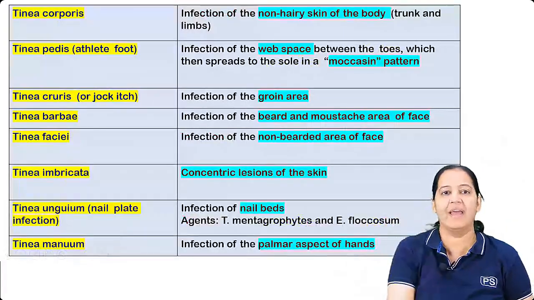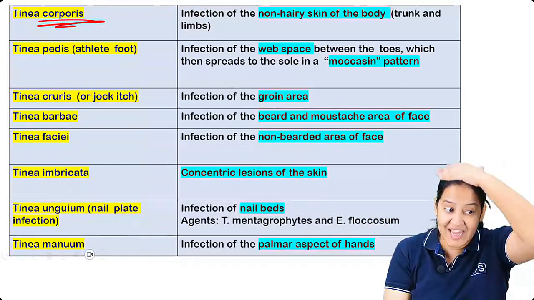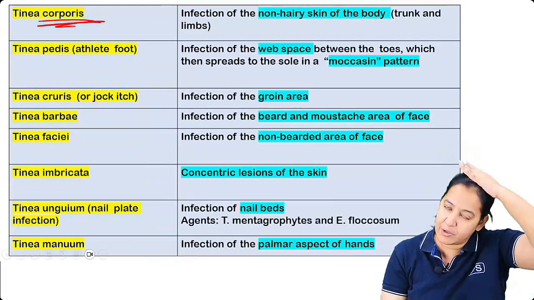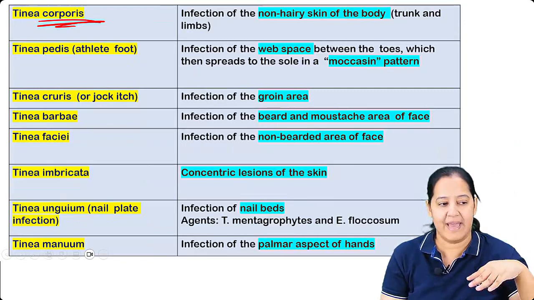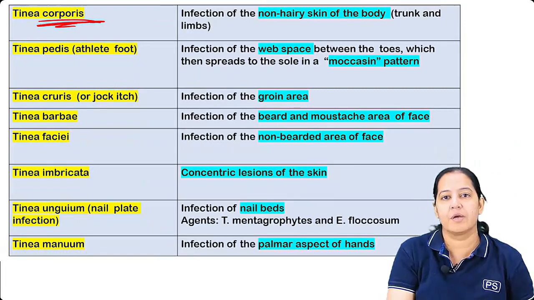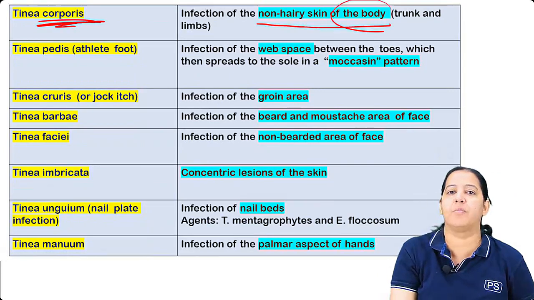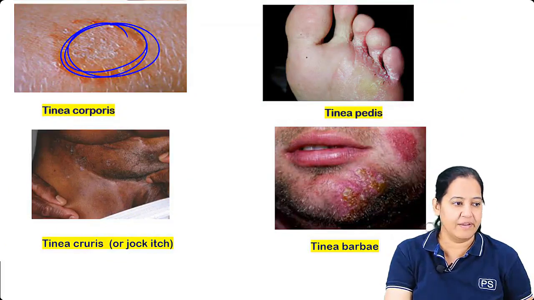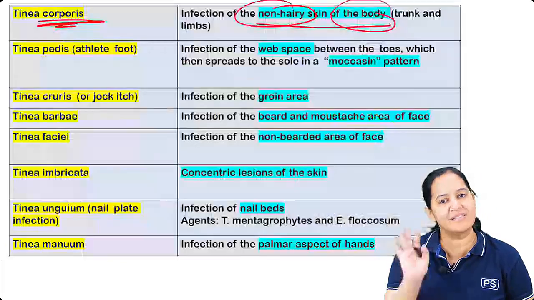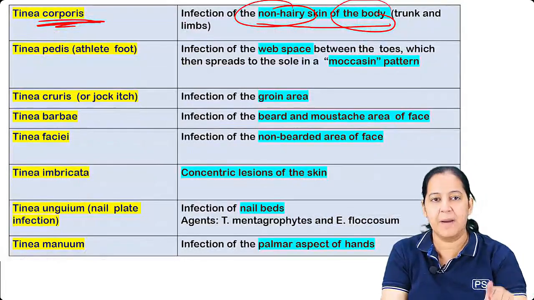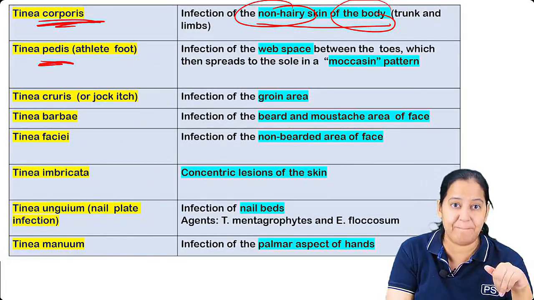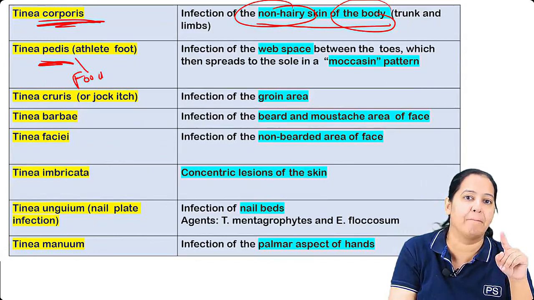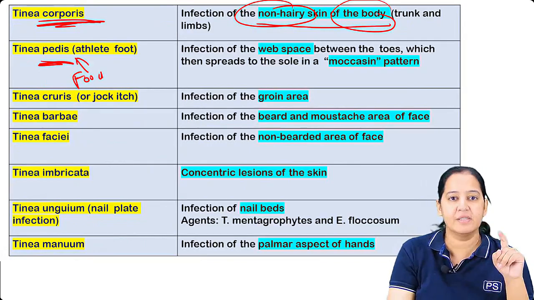Let's move ahead. Tinea corporis. This was tinea capitis. Capitis is done. In capitis, I told you four diseases. We will revise all in that. Tinea corporis: corporis is any part of the body which is non-hairy. Just learn the site. The next is tinea pedis. It is in the name itself: pedis means foot. It is known as athlete's foot.